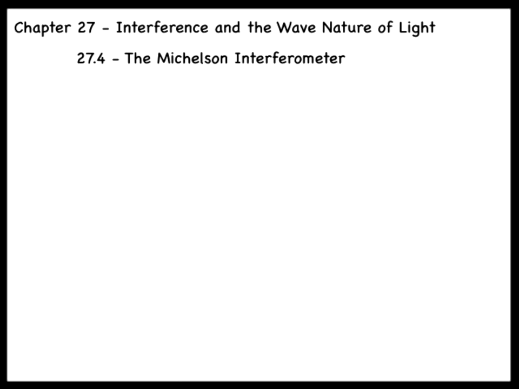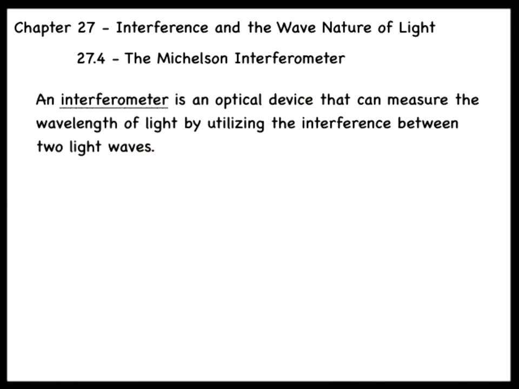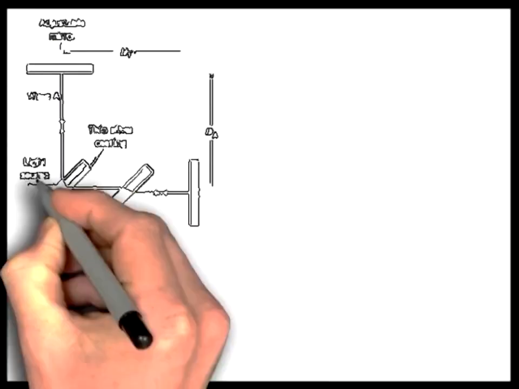There are many applications that take advantage of the wave interference properties of light. One of these is the Michelson interferometer. An interferometer is an optical device that can measure the wavelength of light by utilizing the interference between two light waves. The figure shows the geometry of a Michelson interferometer.